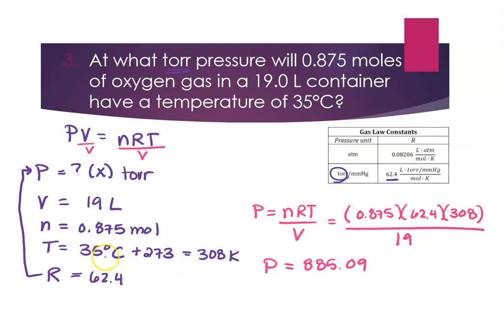Since 35 doesn't have any digits behind the decimal, our answer won't have any digits behind the decimal, so our answer here is 308, which when we multiply has 3 significant figures. Most of the time, your temperature will end up being 3 significant figures. Even if the value that's given to you is in Celsius, when we add the 273, it's almost always going to end up being 3 significant figures. So 3 sig figs means that my answer here for pressure is going to be 885, and that unit was torr.